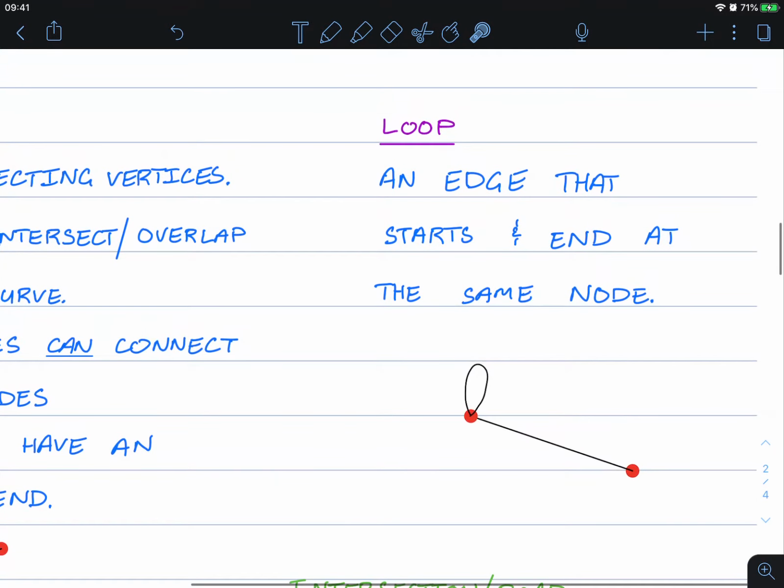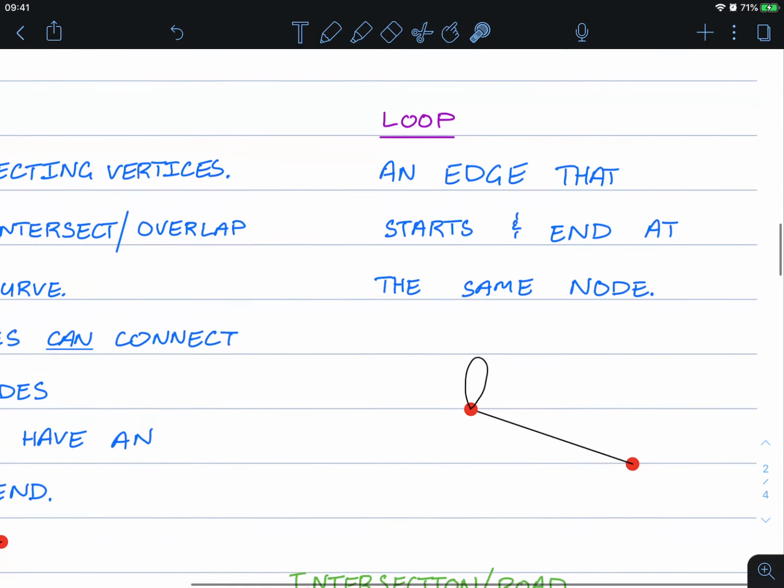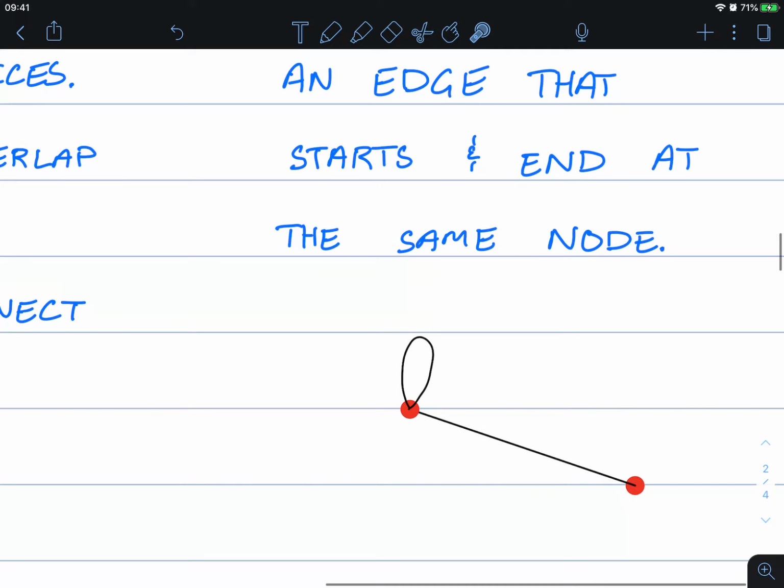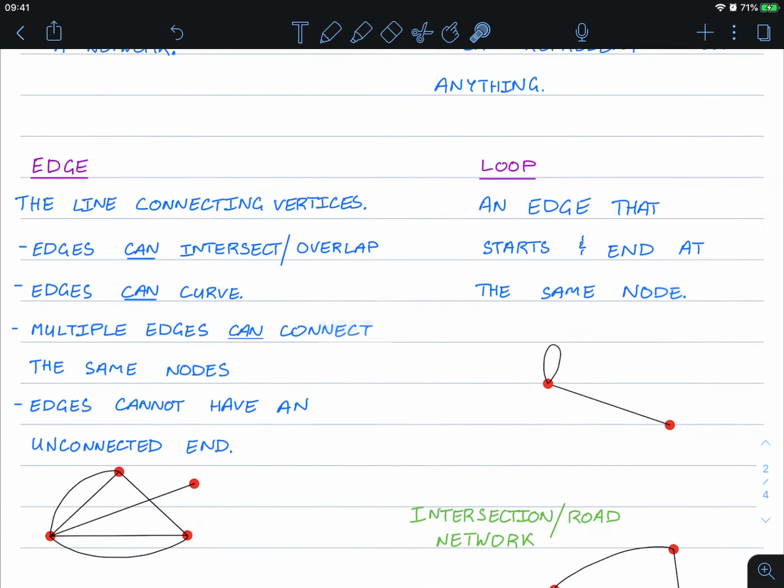There's what's known as a loop. It's an edge that starts and ends at the same node. So here's an edge. It leaves, and then it comes back. That is called a loop.